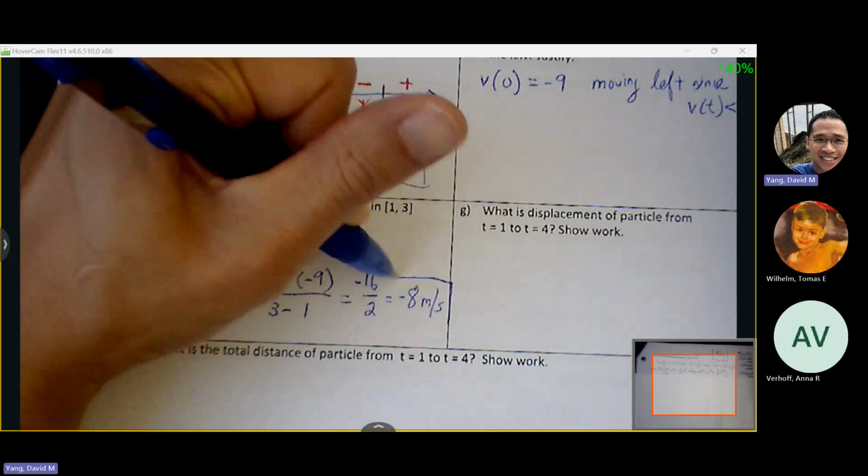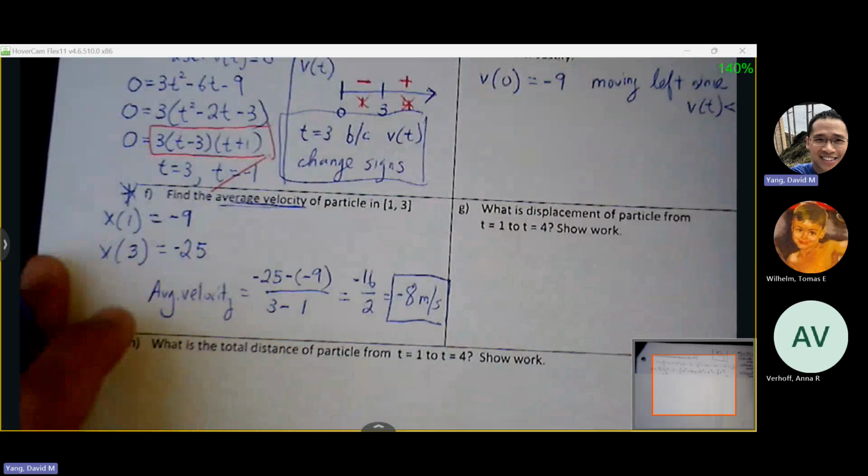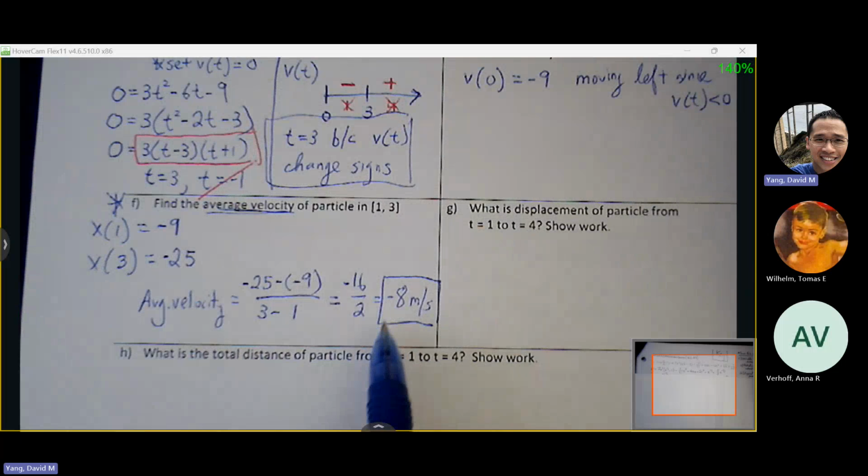And even though we never touched velocity, our calculation is still, the units is still going to be in terms of velocity.